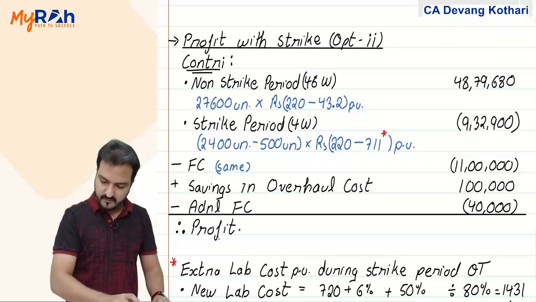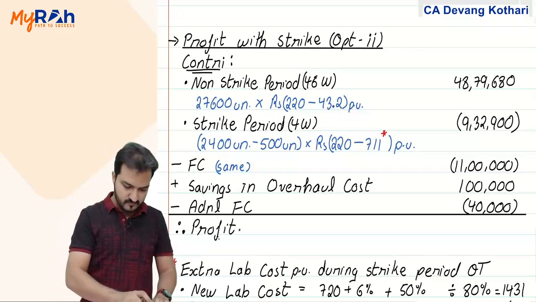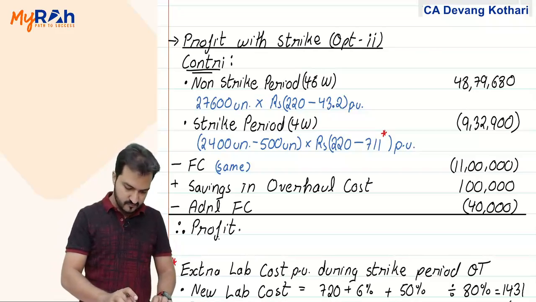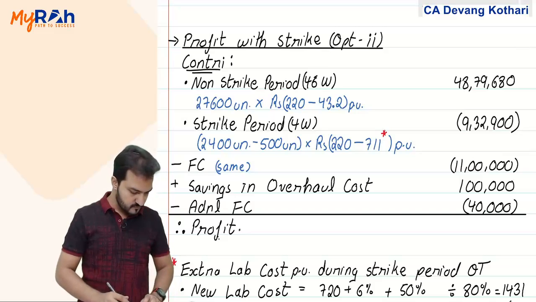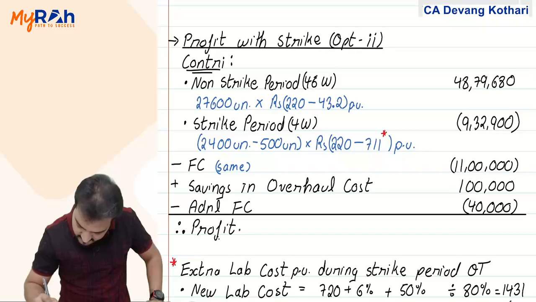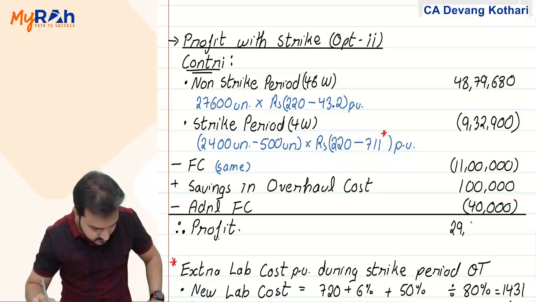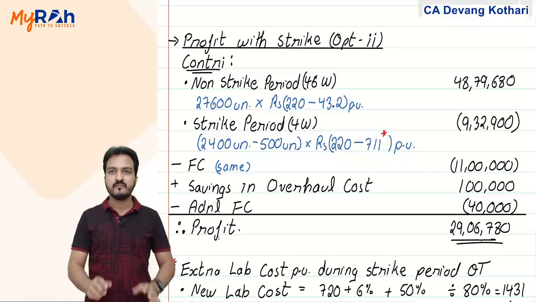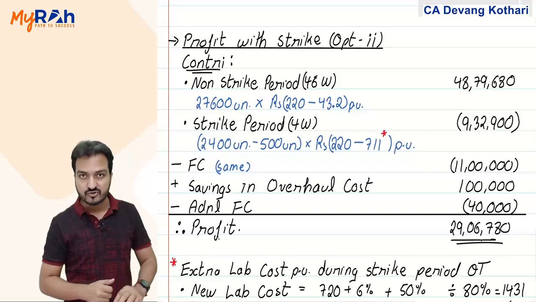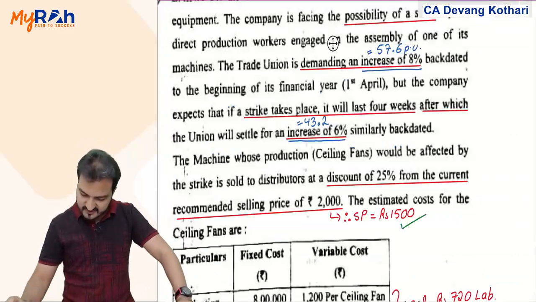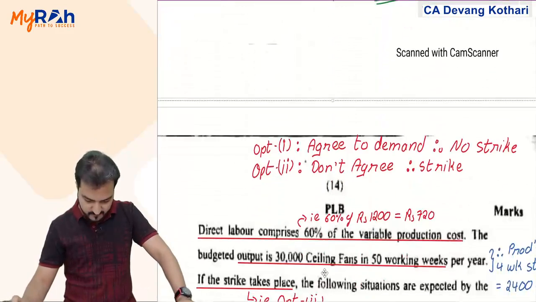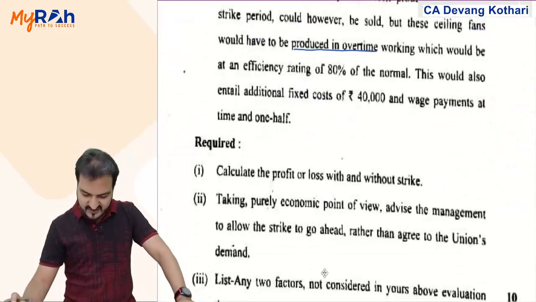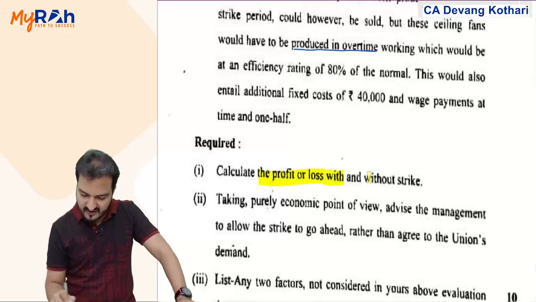Let's see what profit we get. The profit that I get is 29,06,780. Now this is my answer: profit with strike, profit without strike. Chalo, that is my answer to the first question, which says calculate profit with and without strike.